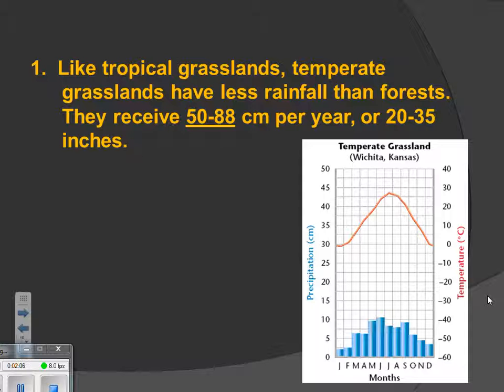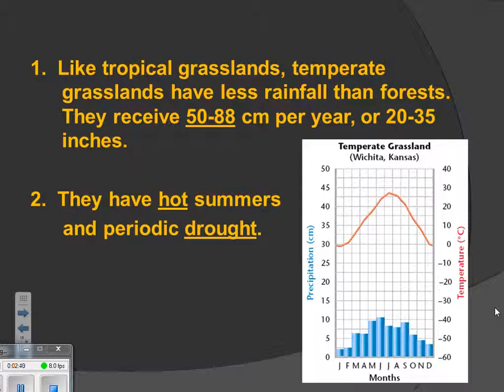This is a climatograph of a typical temperate grassland, and that would be in Wichita, Kansas. The first thing I want you to notice is that unlike the tropical grasslands, the red line, the temperature line, is showing you that you definitely have hot and cold seasons. Unlike the tropical grasslands, which the temperature line is even, it's the same all year. Also, notice down here for the rainfall, much less rainfall than what you would see in a forest.